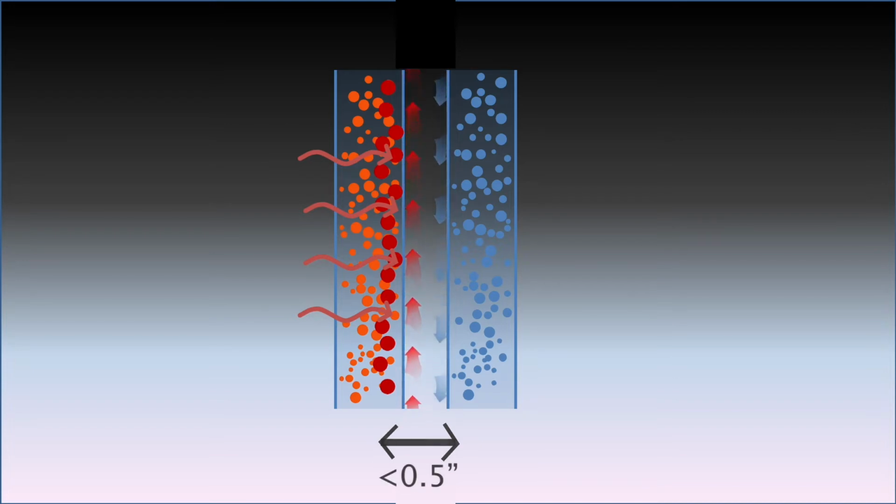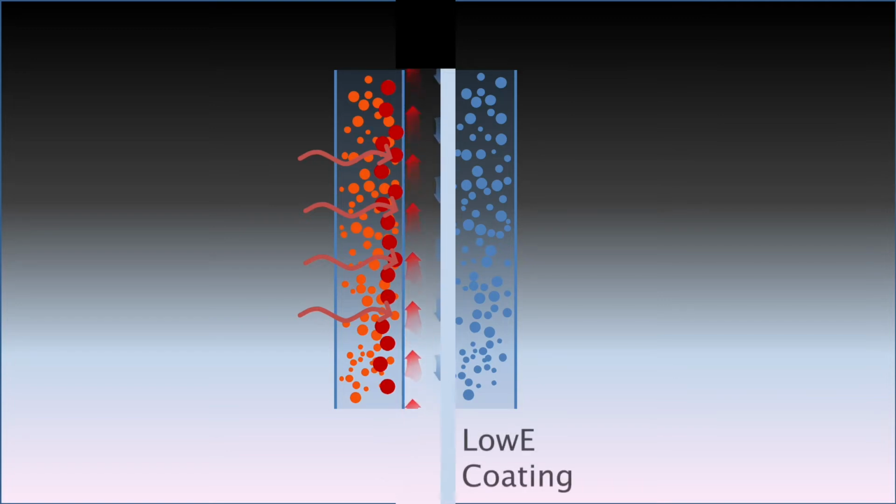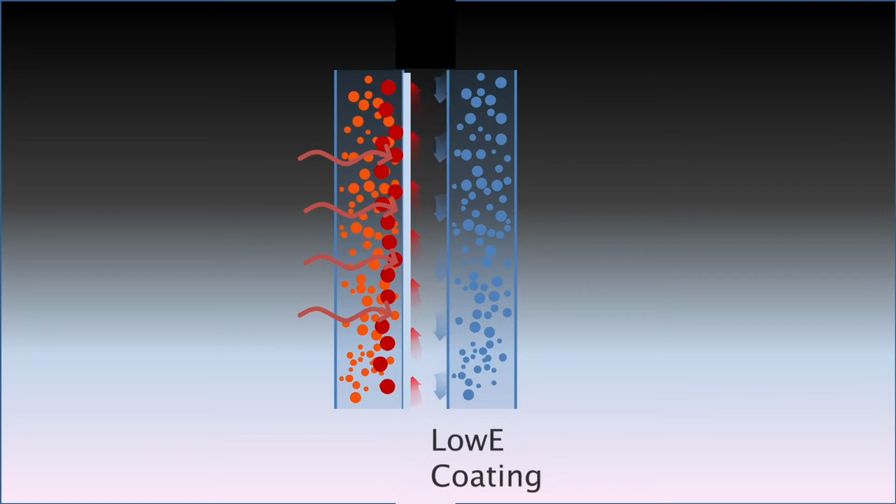Second, infrared energy will radiate across the airspace to the cooler outer pane of glass. To prevent this, we add a low emissivity coating that blocks this outward flow. This reduces this outward heat radiation by about half. This coating also allows the visible and ultraviolet radiation from the sun to pass through into your home.